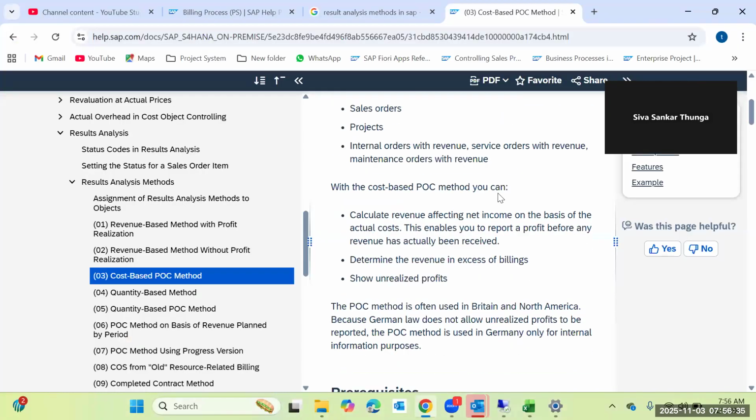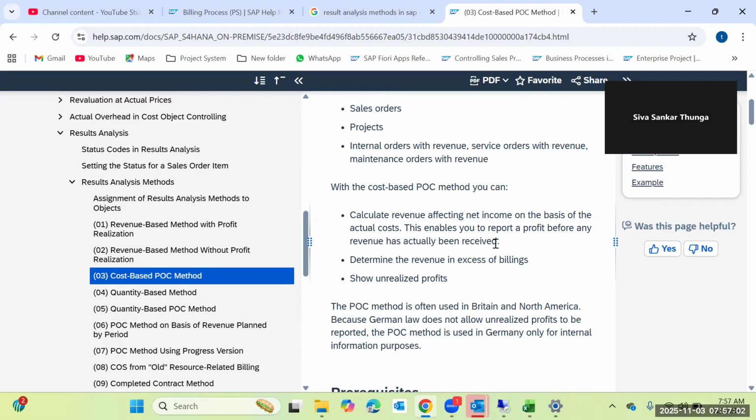With the cost-based POC method, what can we do? Calculated revenue affecting net income on the basis of actual cost. So on the basis of actual cost, we will try to calculate the calculated revenue. That is the meaning. This enables you to report a profit before any revenue has been received.